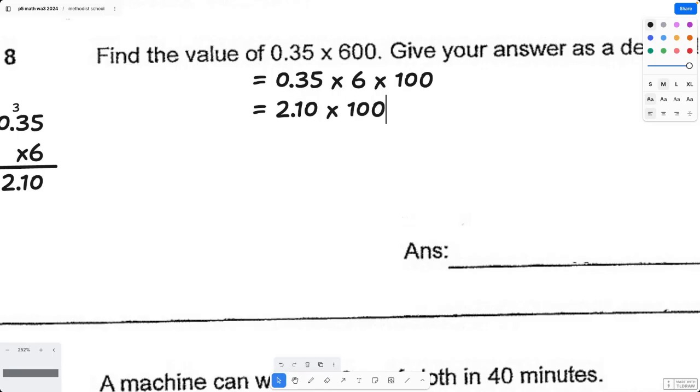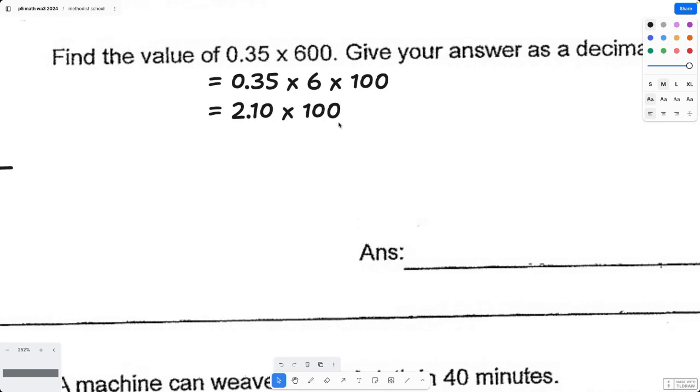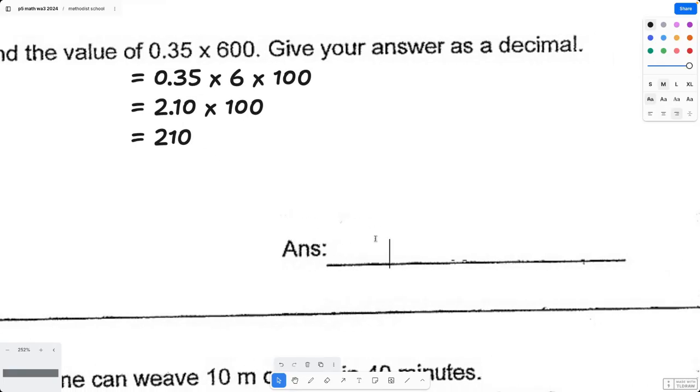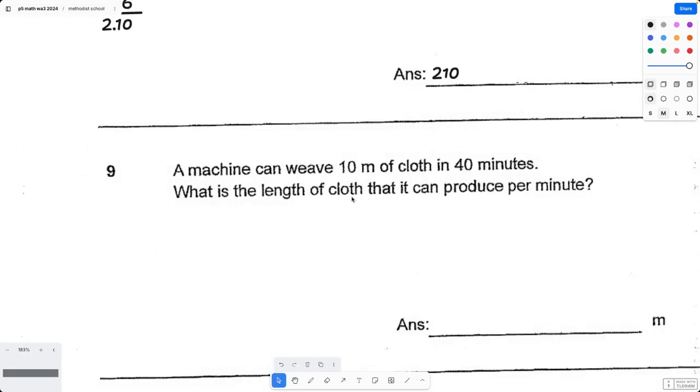So this will become 2.10 times 100. Since we just put 100, we move the decimal point 2 places. This will become 210. So the answer is 210. There you go, 210. All right, let's move on to the next question.